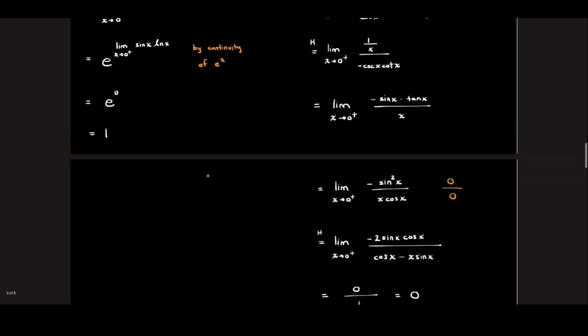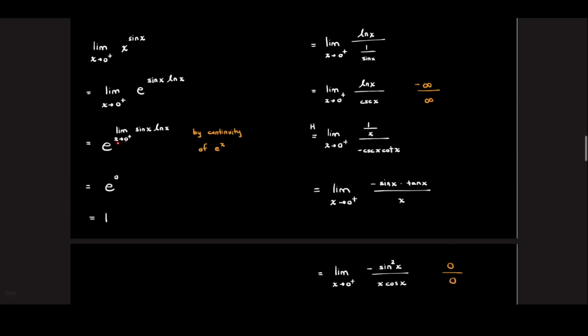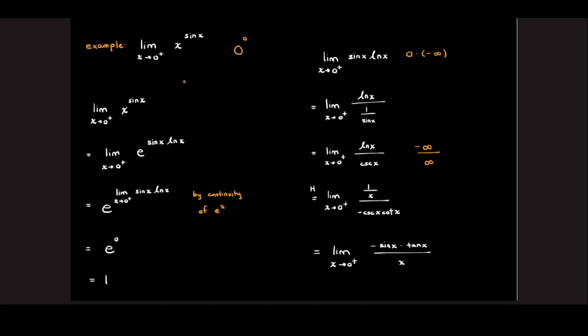Now we can go back and plug the answer into this limit. We found the answer being 0, so the answer is e to the 0, which evaluates to 1. And so therefore the value of the original limit is just 1.